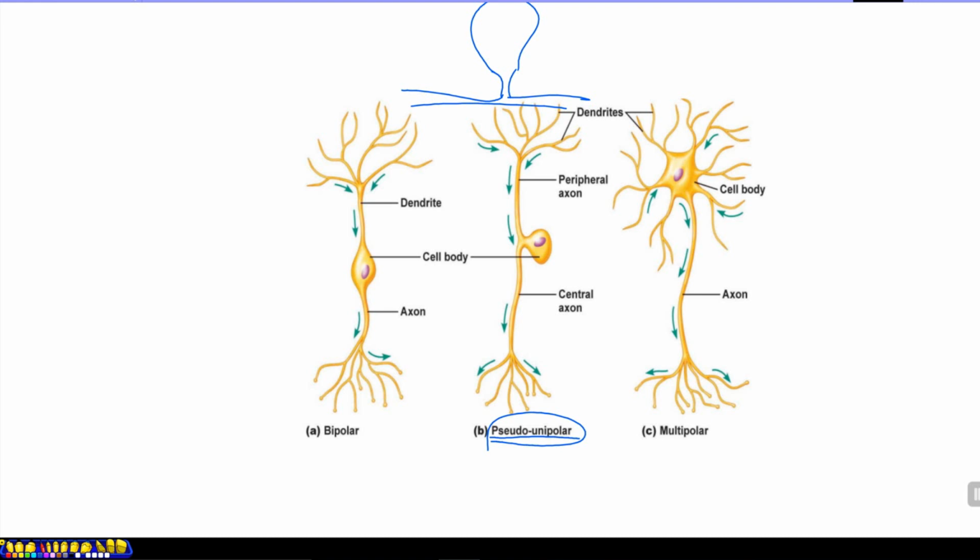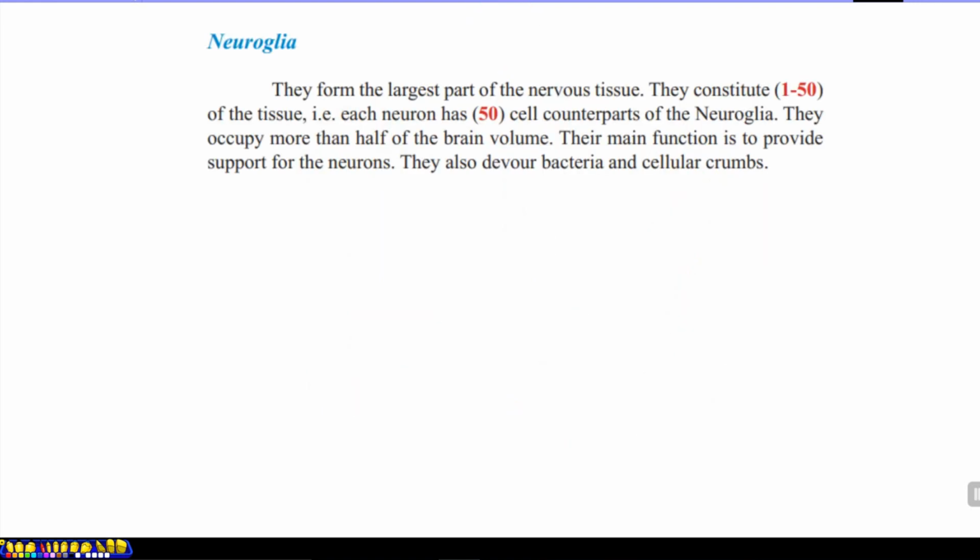We use the same picture. The bipolar neuron has one cell body but two extensions connected to the cell body. One side works as a dendrite and one side as an axon. In the multipolar neuron, we can see there are many projections connected to the cell body, so they call it multipolar: one single axon and many dendrites. And this picture is important to remember.